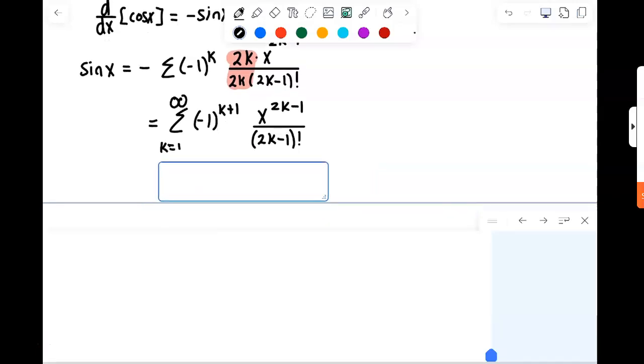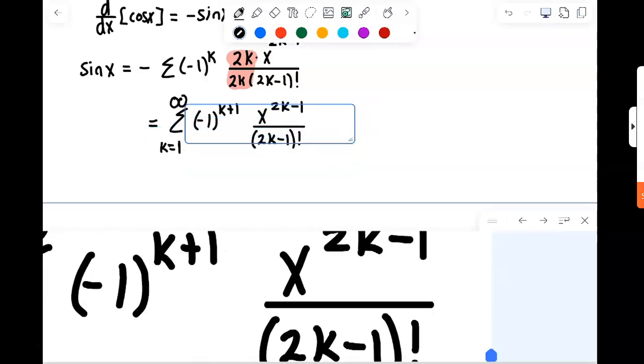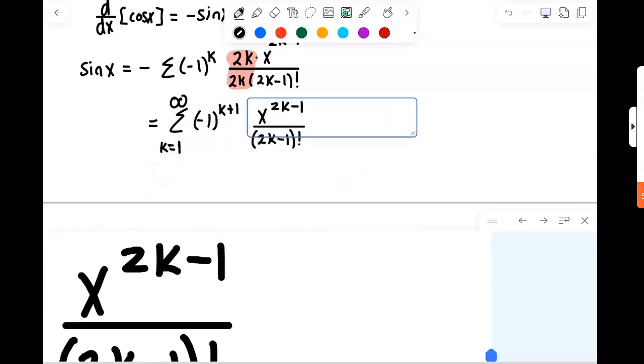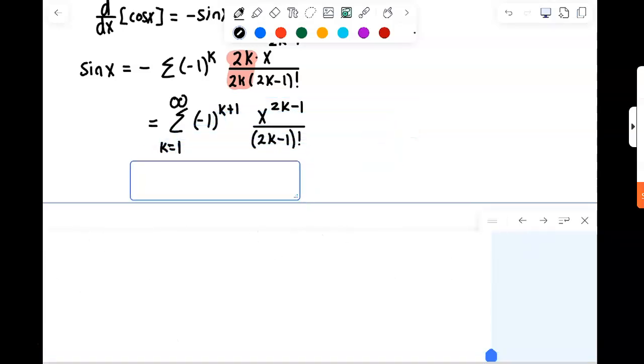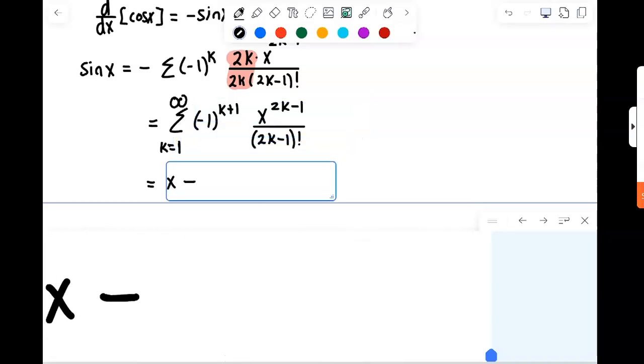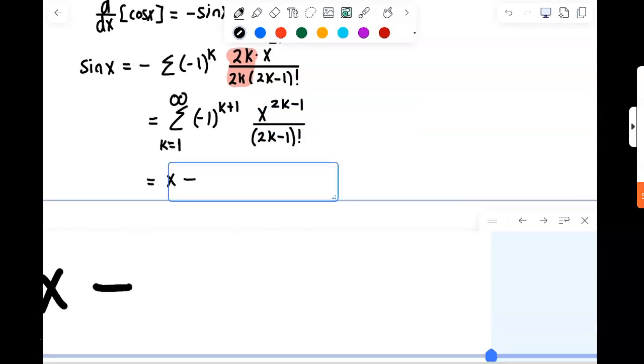What's that going to look like? Well, for the first term, you plug in a 1. Minus 1 to the 1 plus 1 would be minus 1 to the second. Plug in 1 here: 2 times 1 minus 1 will be 1, and that's over 1 factorial. So that would just be x. Next term would be k equals 2. 2 plus 1 is 3, so that's going to be minus. 2 times 2 minus 1, 4 minus 1 would be 3, over 3 factorial. So that's going to be x cubed over 3 factorial.